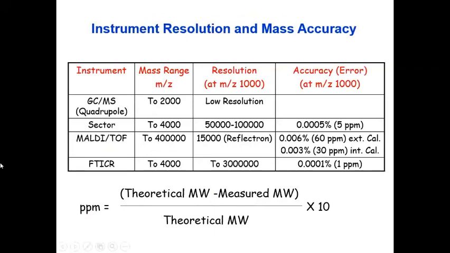So this is showing the comparison of different analyzers: quadrupole, sector, time of flight, or FT-ICR. Using these different types of analyzers, we can analyze different weights of molecules. Using a GC-MS with a quadrupole, we can analyze up to 2000. With a sector analyzer, we can analyze up to 4000 Dalton molecular mass. So this is about the use of different mass analyzers in mass spectrometry.